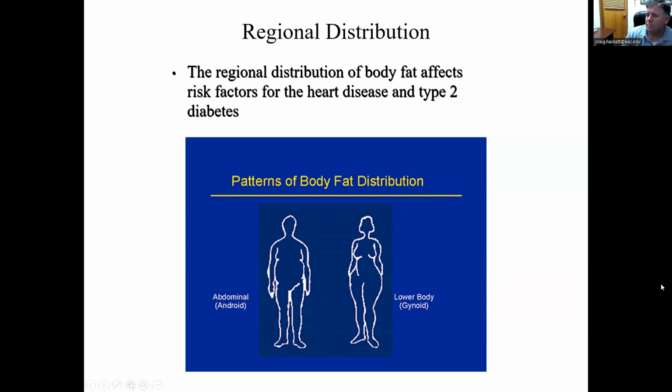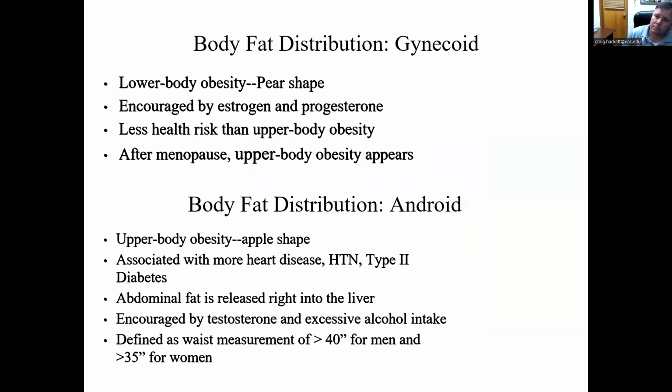Anyway, those are the common shapes. It doesn't mean that you have to follow that pattern, but the majority does. So males in the android, we tend to have a higher chance of cardiovascular disease because of where the fat distribution is, and of course type 2 diabetes for both. Just kind of what I talked about a second ago. If you want to look at that for waist measurements, typically greater than 40 inches for men and greater than 35 inches for women, and you're considered an android. So there you go.